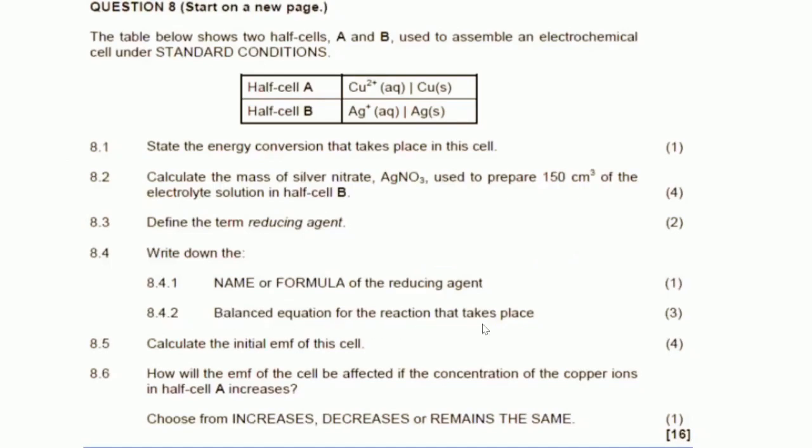8.4.2 says balance the equation for the reaction that takes place for 3 marks. We have already identified that copper undergoes oxidation, so we write it in the inverse way: Cu, then Cu2+, plus 2e. This was copper with an oxidation number of 0. As a result of the loss of electrons, it becomes Cu2+. It increases in oxidation number, which indicates a loss of electrons. When you see the electrons on the right-hand side, that means the electrons were lost. When you see them on the left-hand side, that means the electrons were gained.